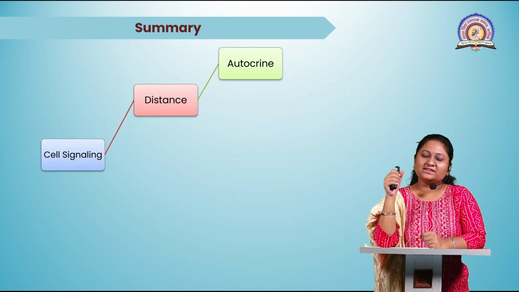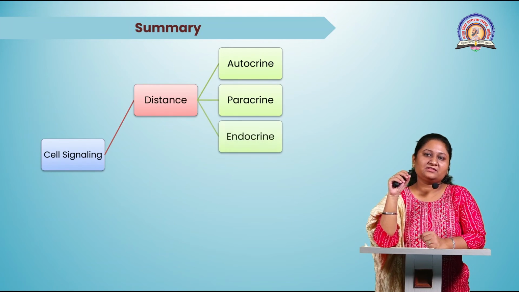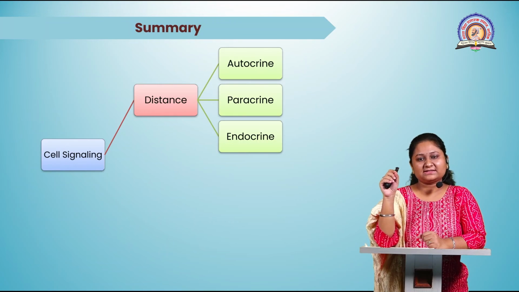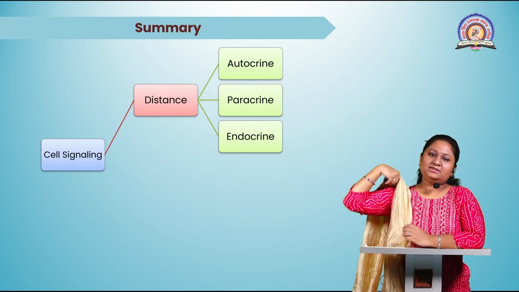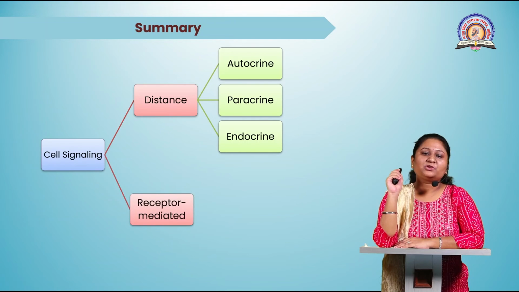That is autocrine signaling, where the signaling molecules go and bind to the receptors present on the cell itself. Second is paracrine signaling, where the signaling molecules released from the cell go and bind to the cells present in the vicinity, that is, the neighboring cells. And endocrine signals are the signals which go and bind to cells present far away from the cell. The second type of signaling is based on the receptors.